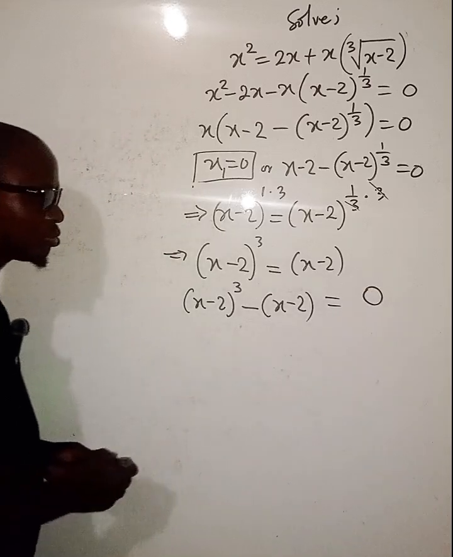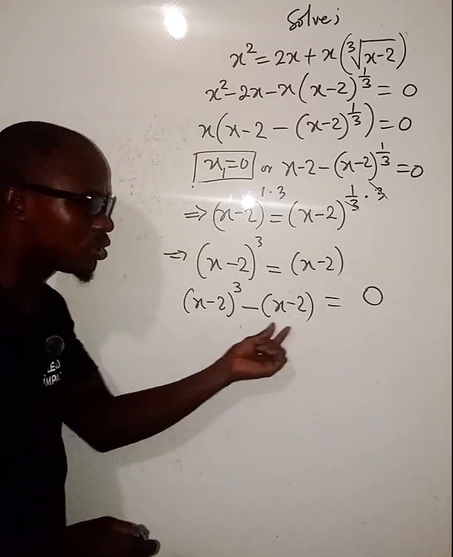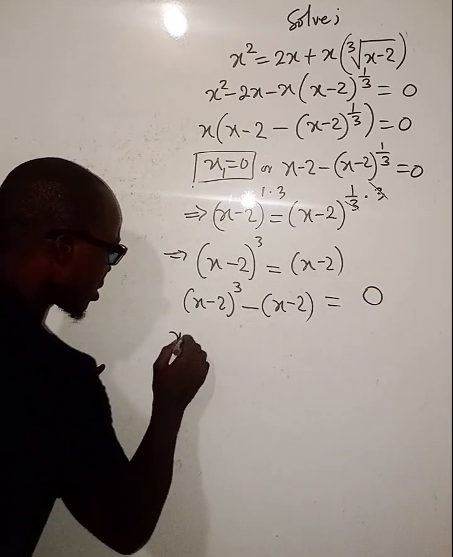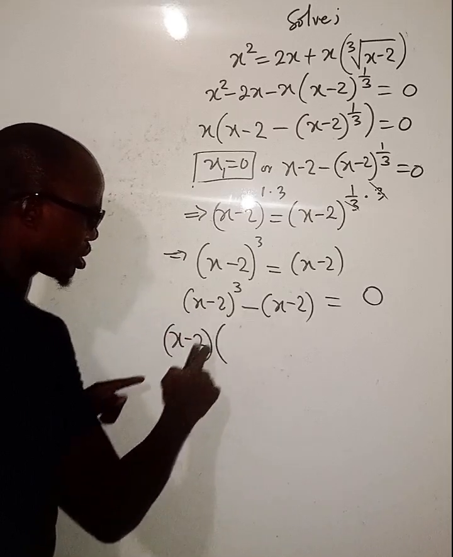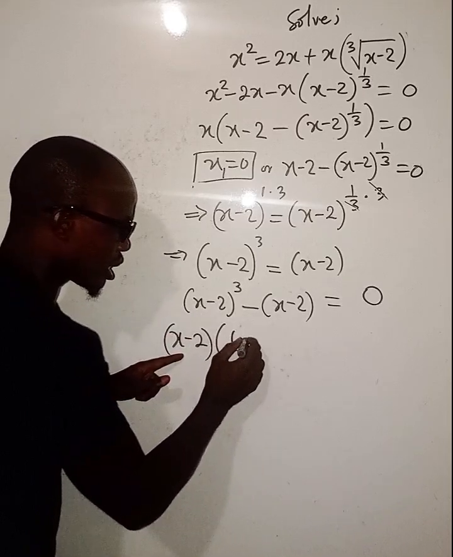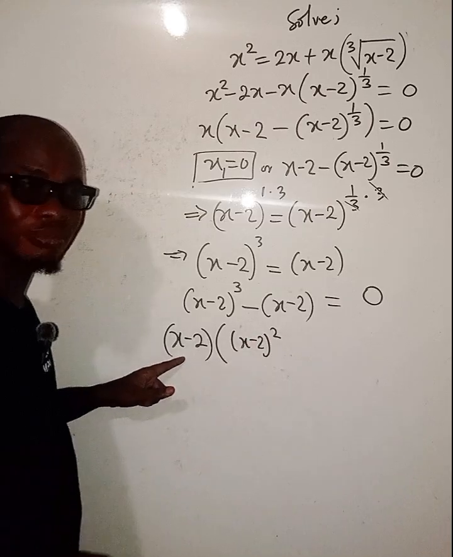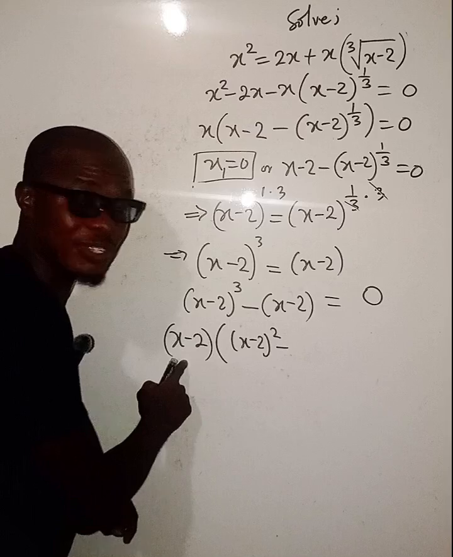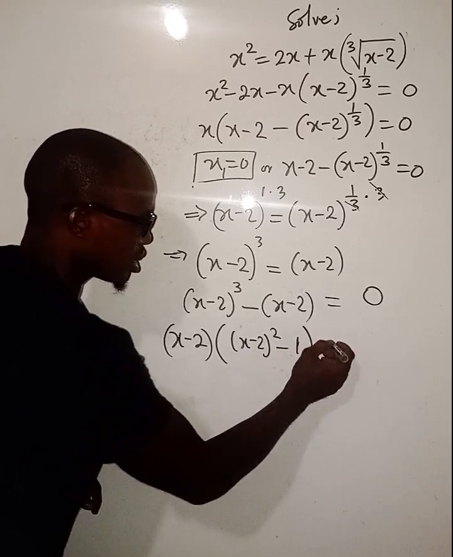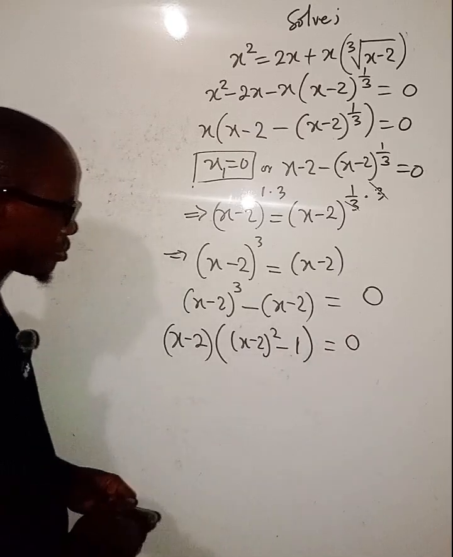Now from here, we have x minus 2 common. So let me factorize x minus 2. x minus 2 raised to power 3 divided by this gives x minus 2 all squared. Then this one becomes x minus 2 divided by x minus 2, we're going to have 1 here. And we have this to be equal to 0.